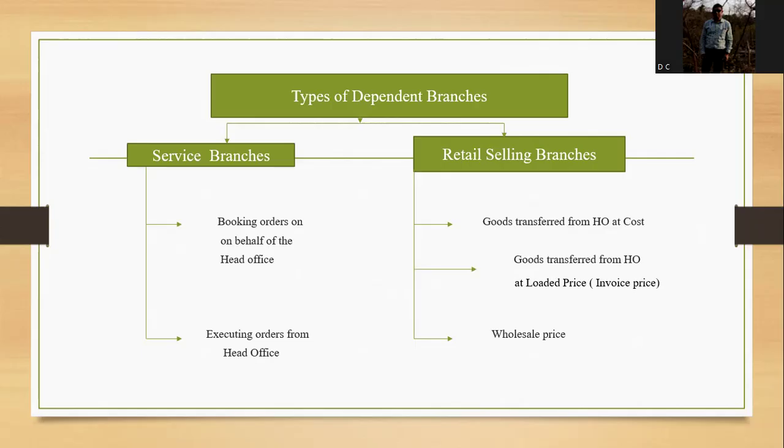Retail selling branches are generally large branches, and service branches are generally small branches. Regarding retail selling branches, sometimes the head office transfers goods to the branch at cost price, sometimes at invoice price, that is, selling price, and sometimes the head office sends goods to the branch at wholesale price. So these are the types of dependent branches.